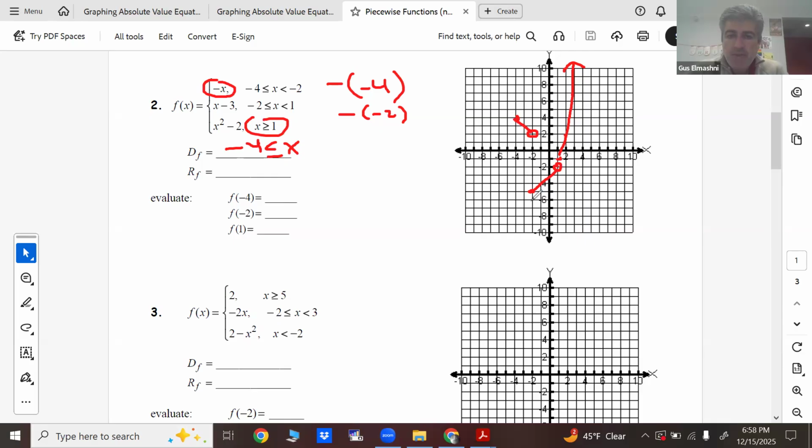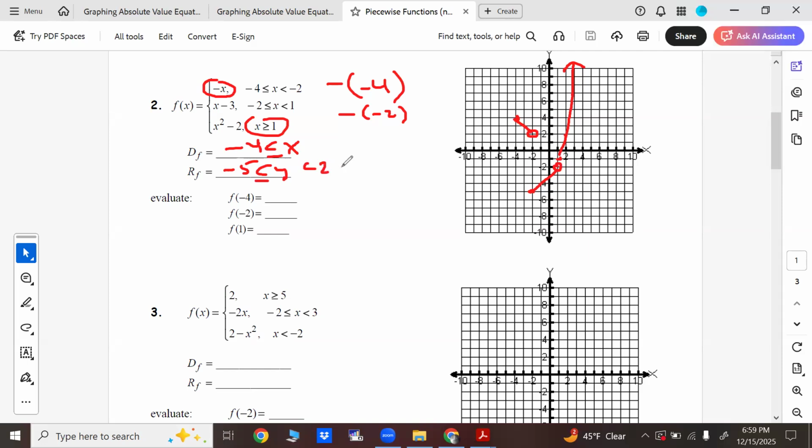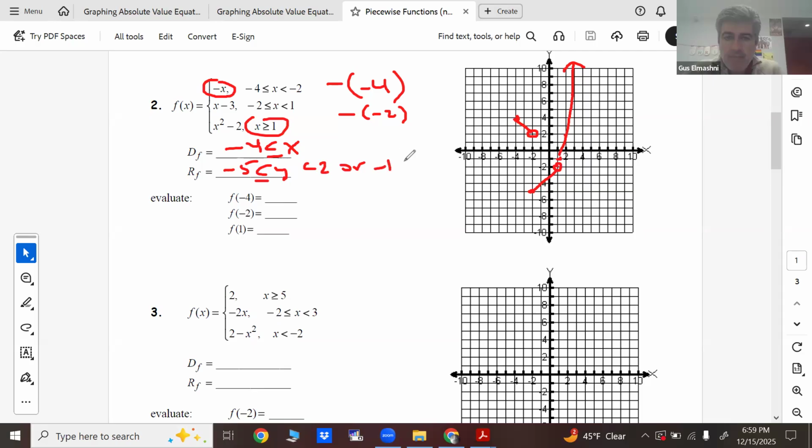Then the range, what's the lowest y value here? According to the graph, what's the lowest y value? Just look at the graph. I know, negative 5. Right, correct. Then there's a gap, so you go from negative 5 to 2. Negative 5 is included, 2 is not included. Or then you go from negative 1 up forever.